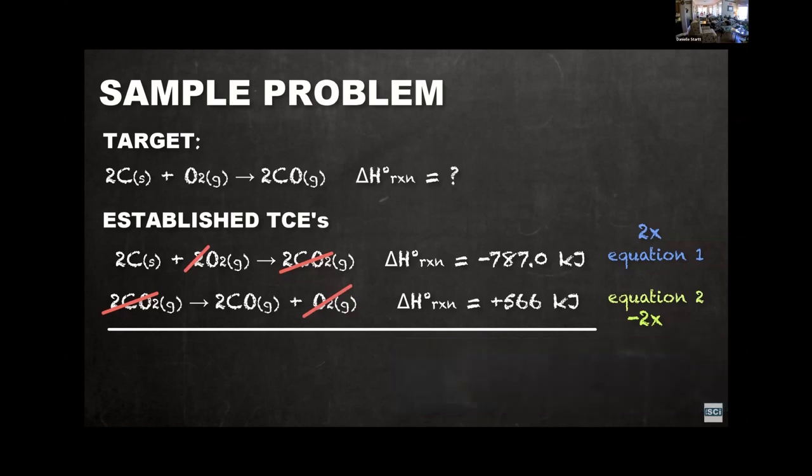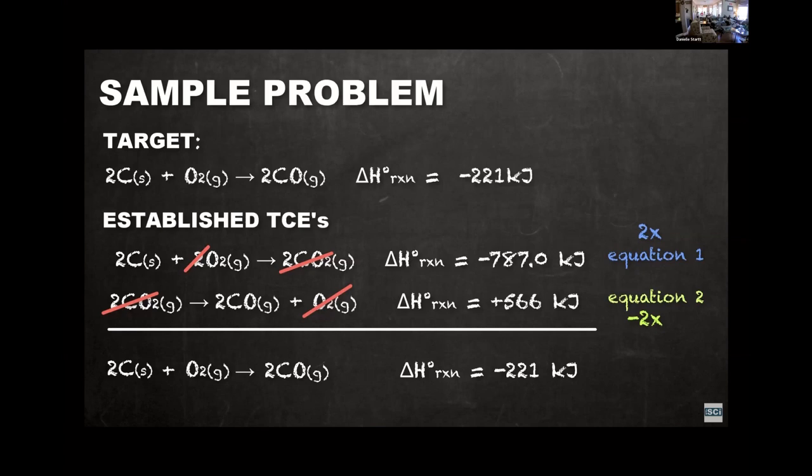And notice that if we cancel out the carbon dioxide and the oxygen, then what we're left with, if we add up the remaining species on both sides of the arrow, is the target equation. Now, the last thing that we have to do is take the enthalpy changes of equation 1 and equation 2, add them up, and that's going to give us the overall enthalpy change for our target equation.